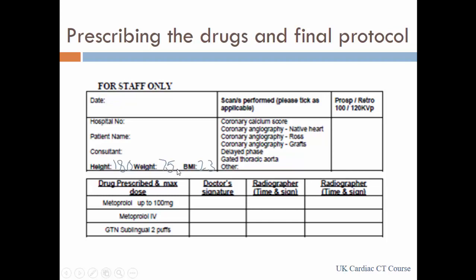So with this information, they will come to us with the questionnaire, the proforma, and then we will decide as to what's the dose of beta blocker we have to give, whether we have to give GTN or not, for example, and what's the protocol we have to use, what's the kVp we use, and the gating we use. So based on the clinical information that's required on the request form, based on the presence or absence of contraindications to beta blocking or GTN, and based on patient's body size, all these factors determine what drugs we use, what protocols we use.